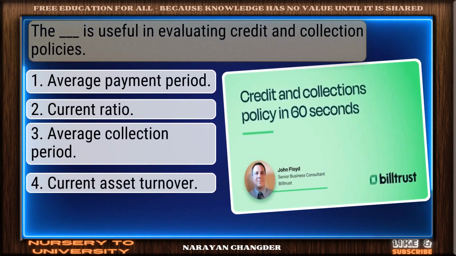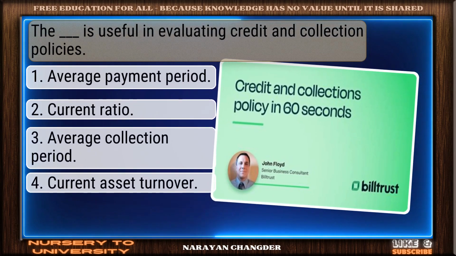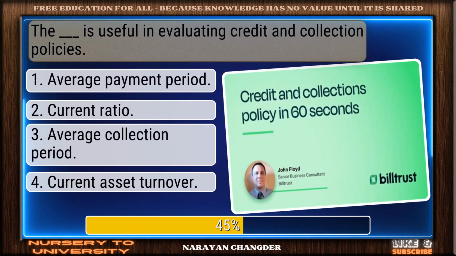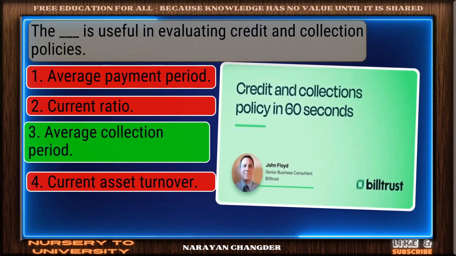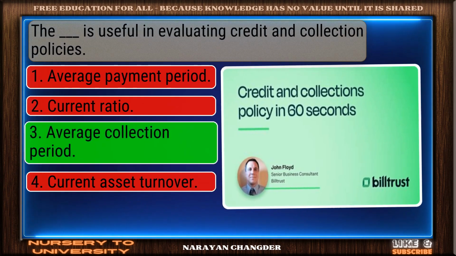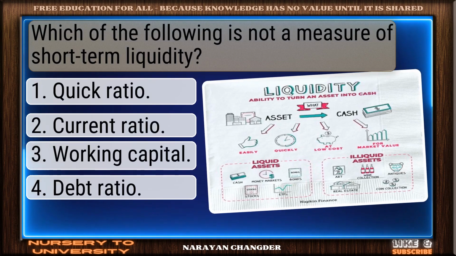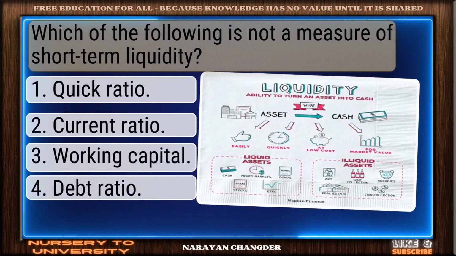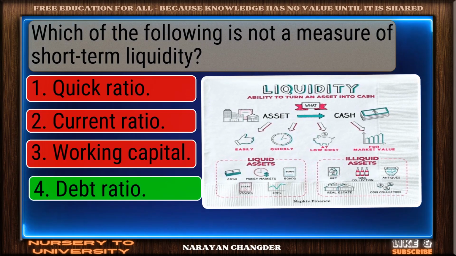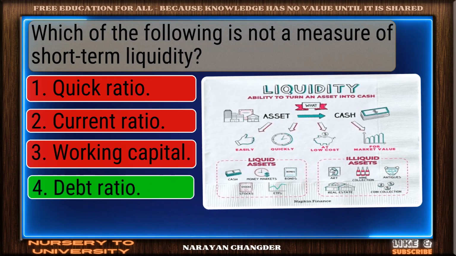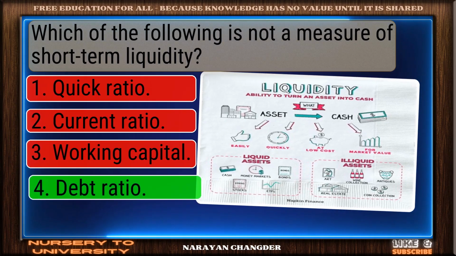The dash is useful in evaluating credit and collection policies. Good job. Your answer, average collection period, works well here. Which of the following is not a measure of short-term liquidity? Great thinking. Debt ratio is the right choice.